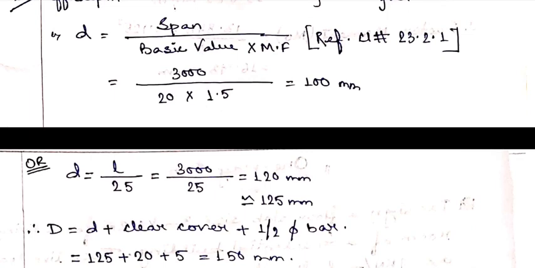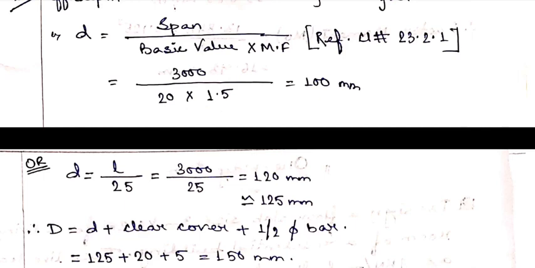d is L by 25. Simply you can use this thumb rule: d is equal to L by 25. L means span, and in consideration the span is 3 meter, 3000 mm. So 3000 by 25 is equal to 120 mm. For safety we assume some larger value, so that is 125 mm. So in our assumption, the effective depth of slab is 125 mm.